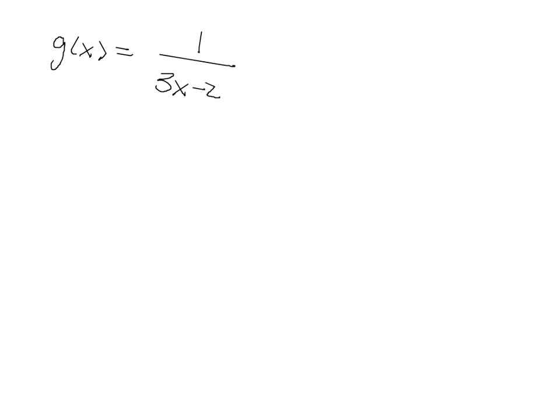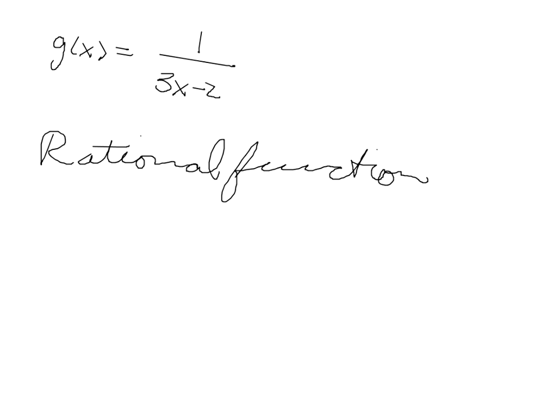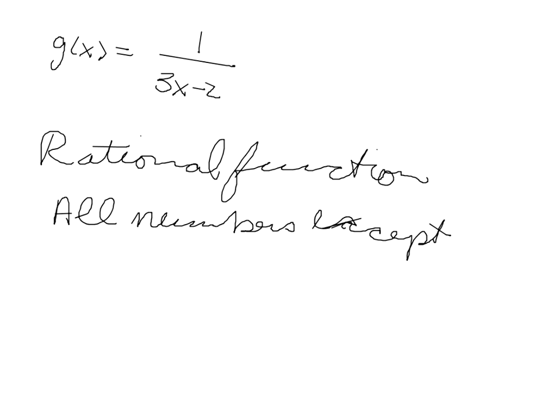Here's an example of something that's not a polynomial. This is called a rational function. We've seen these before. And the domain of a rational function is all the numbers except where the denominator is 0. So I'll write that down. All numbers except where the denominator is 0.